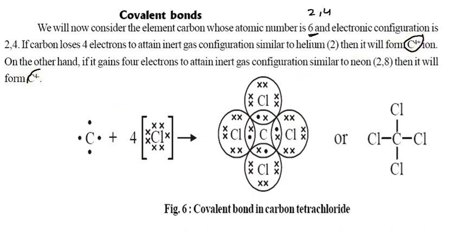On the other hand, if it gains 4 electrons to attain inert gas configuration similar to neon, 2, 8, then it will be C4 negative. So you can say it is 4 positive because it loses the electrons, and it is 4 negative because it is gaining the electrons. You can see it is C minus 4 and it is C plus 4. So let us see what will happen in this. There is a carbon and it has 4 electrons in the outermost shell and 4 chlorine, and the 4 chlorine look like this.